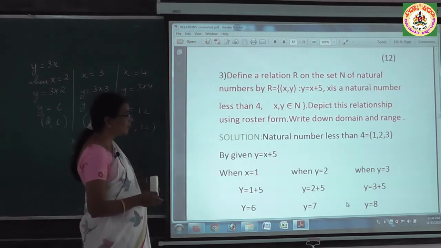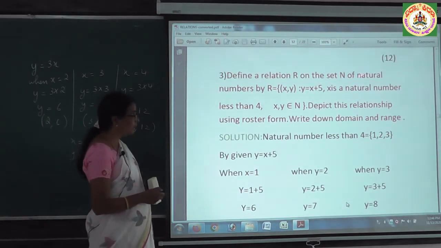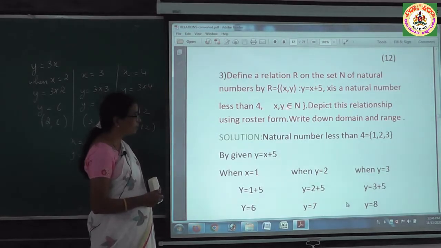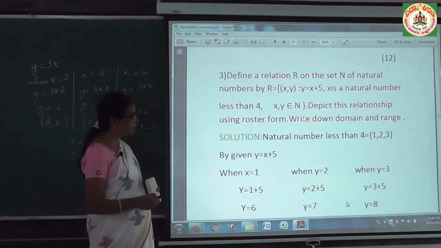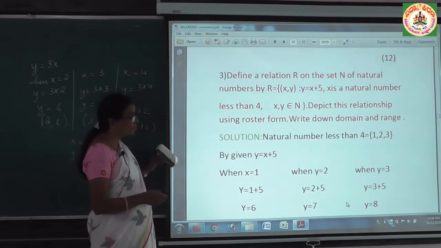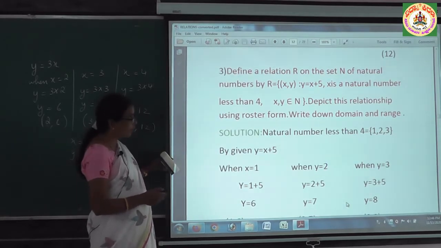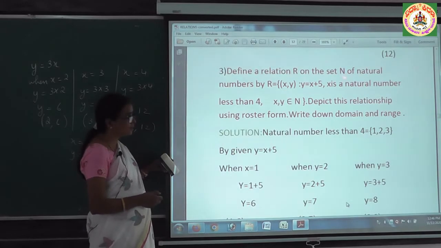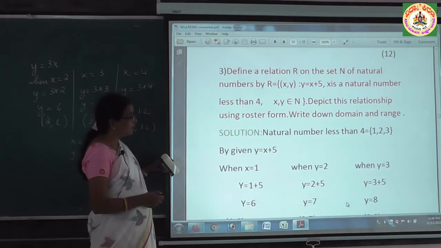Next question: define a relation R on the set N of natural numbers by R is equal to (x, y) such that y is equal to x plus 5, x is a natural number less than 4, x, y belongs to N. Depict this relationship using roster form, and write down domain and range. This is also a 3 marks question. First you should know about natural numbers. You have already studied in set theory about numbers. Natural numbers means 1, 2, 3, 4 and so on.